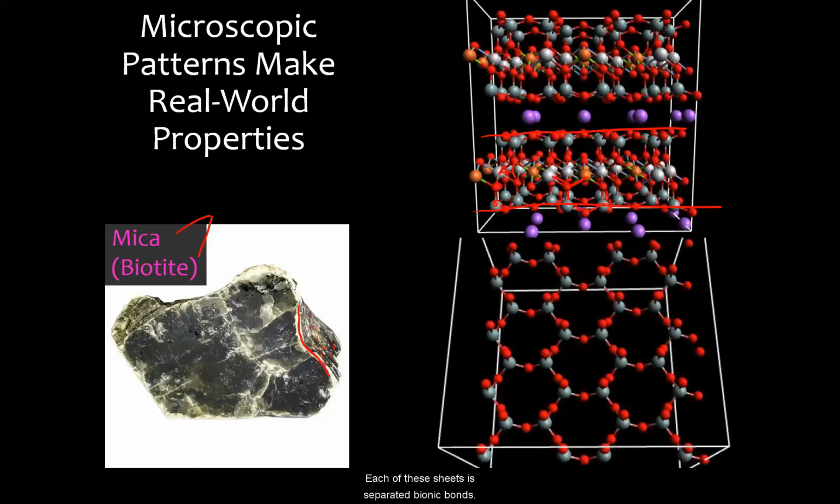But each of these sheets is separated by ionic bonds, at best, to these potassium ions. So we've got weak bonds here, strong bonds within each sheet, and that means that it's much easier to peel the sheets apart. The structure of mica and the fact that you can scratch it, it's soft, and peel it into sheets is all dependent on the microscopic structure.